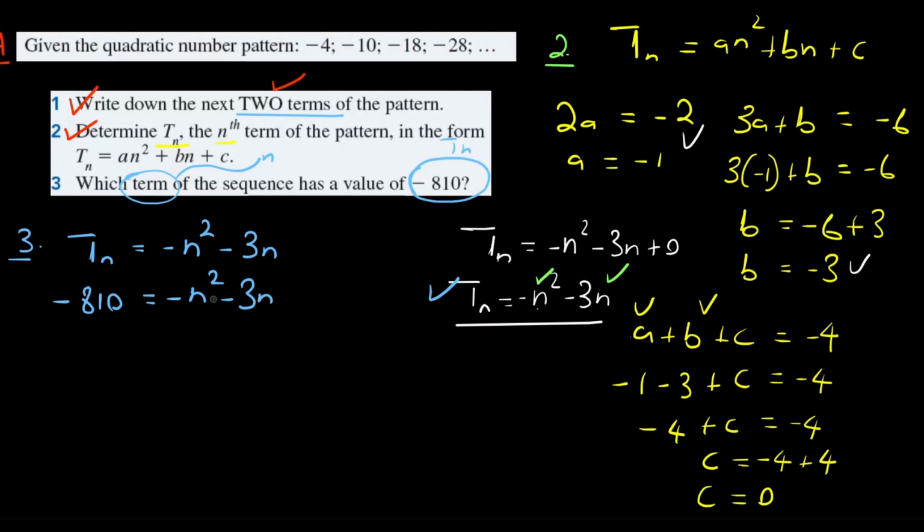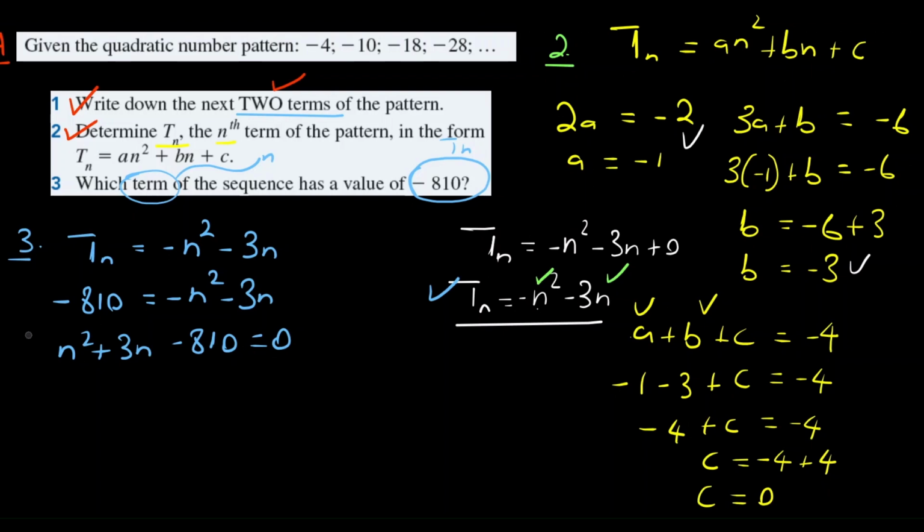And really, we're going to take everything to the left hand side. So this looks more like a quadratic equation: n squared plus 3n minus 810 is equal to 0. So we need to find the factors of 810 that, when you add them, give you 3, and when you multiply them, give you -810. You can use trial and error to determine which terms those are. And if you're unsure of what method to use, you can always use the quadratic formula.